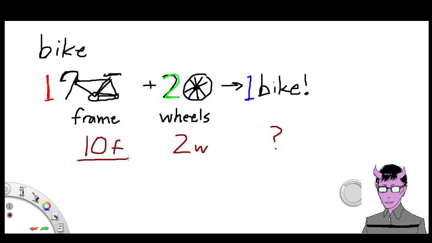So let's just arbitrarily select 10 frames since we're reading from left to right. If you start off with 10 frames, that's our given amount. The question is, how many bikes can we theoretically build? This is not the best question to ask first, but more on that later. We're going to still go off that question. So if you have 10 frames, how many bikes can we theoretically construct? So back to the recipe. For every 1 frame that you use, you would generate 1 bike.